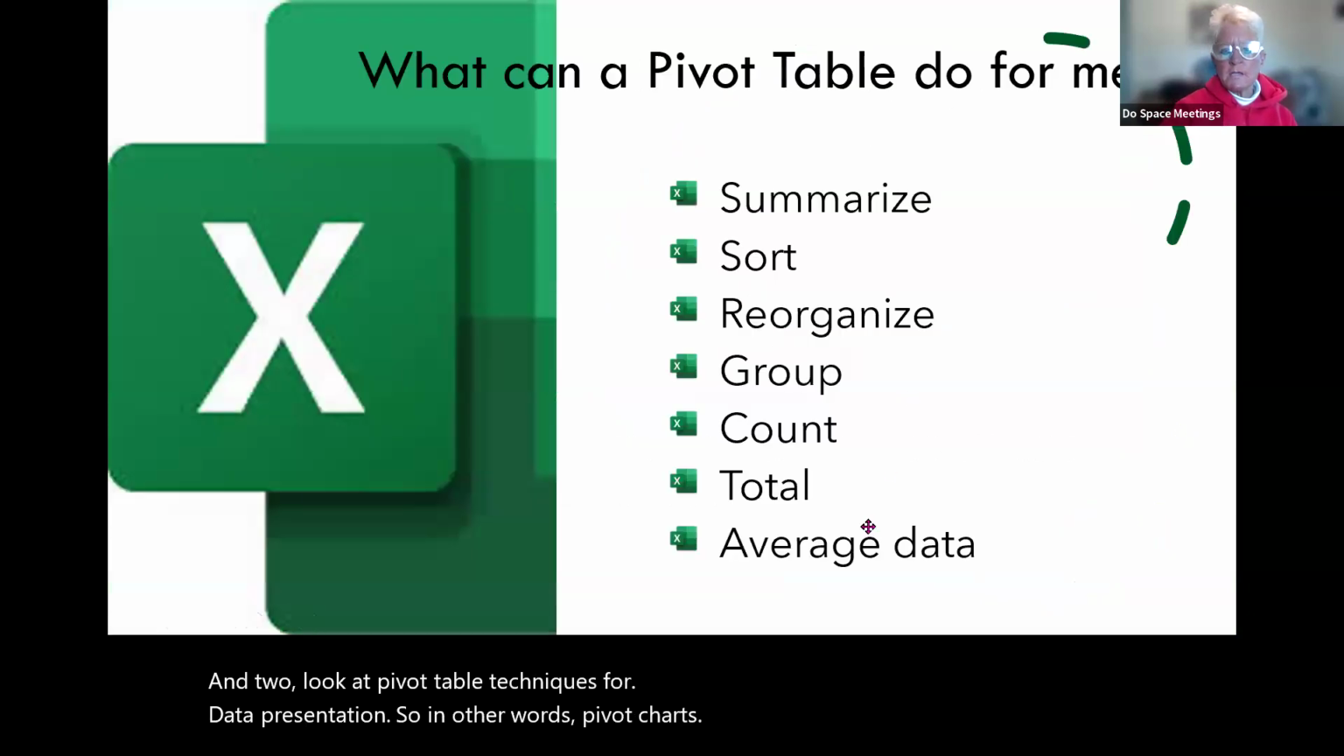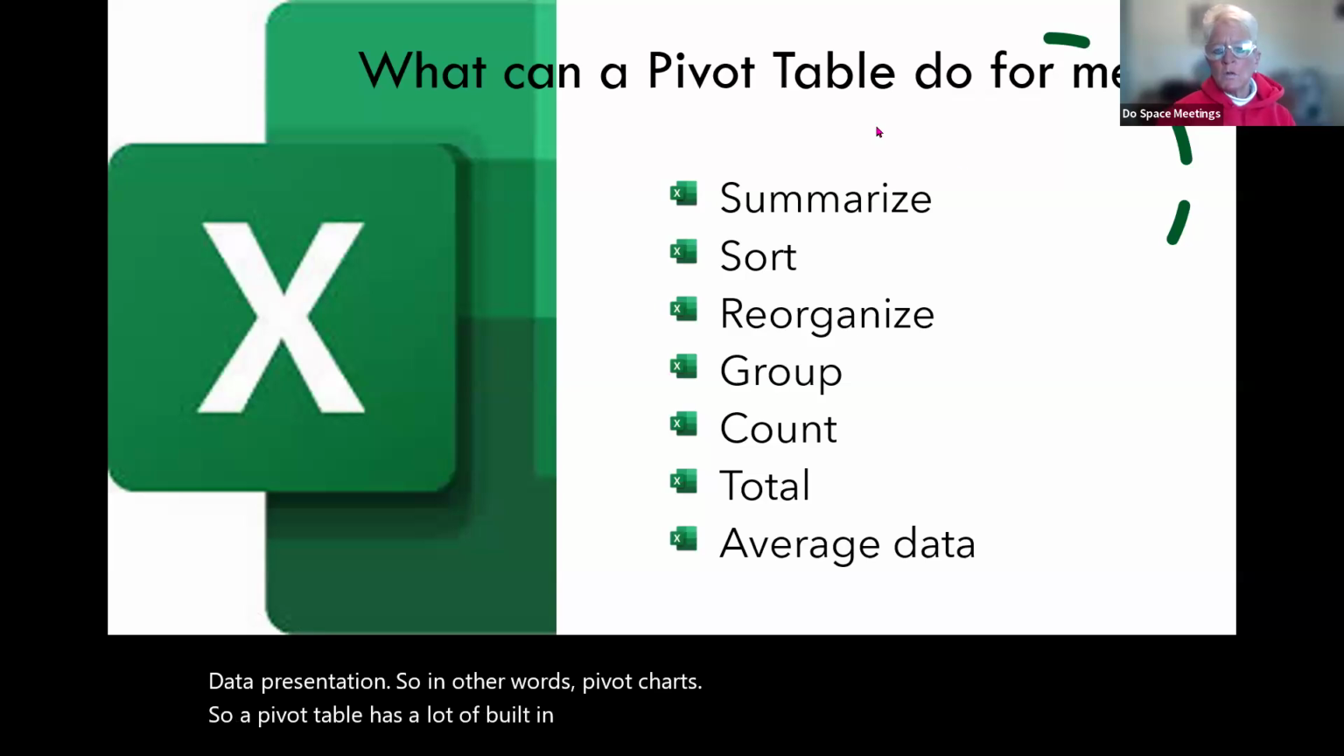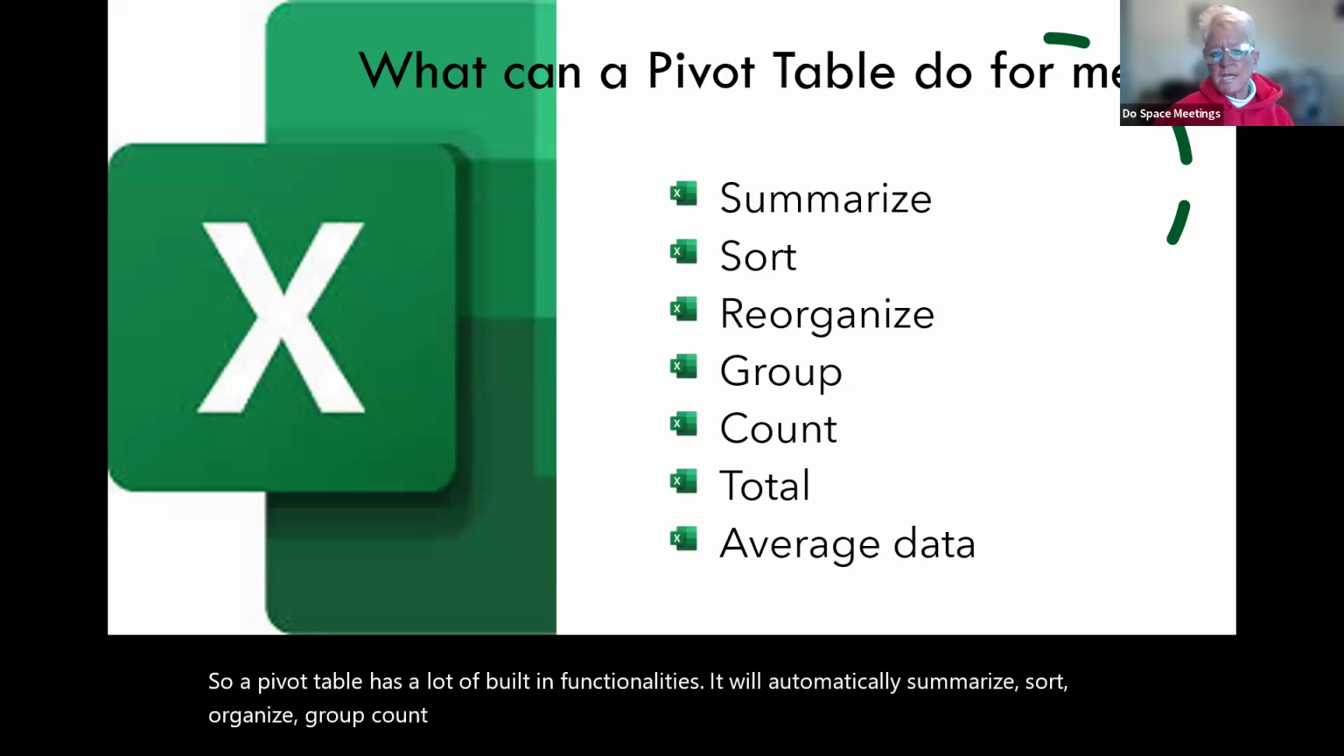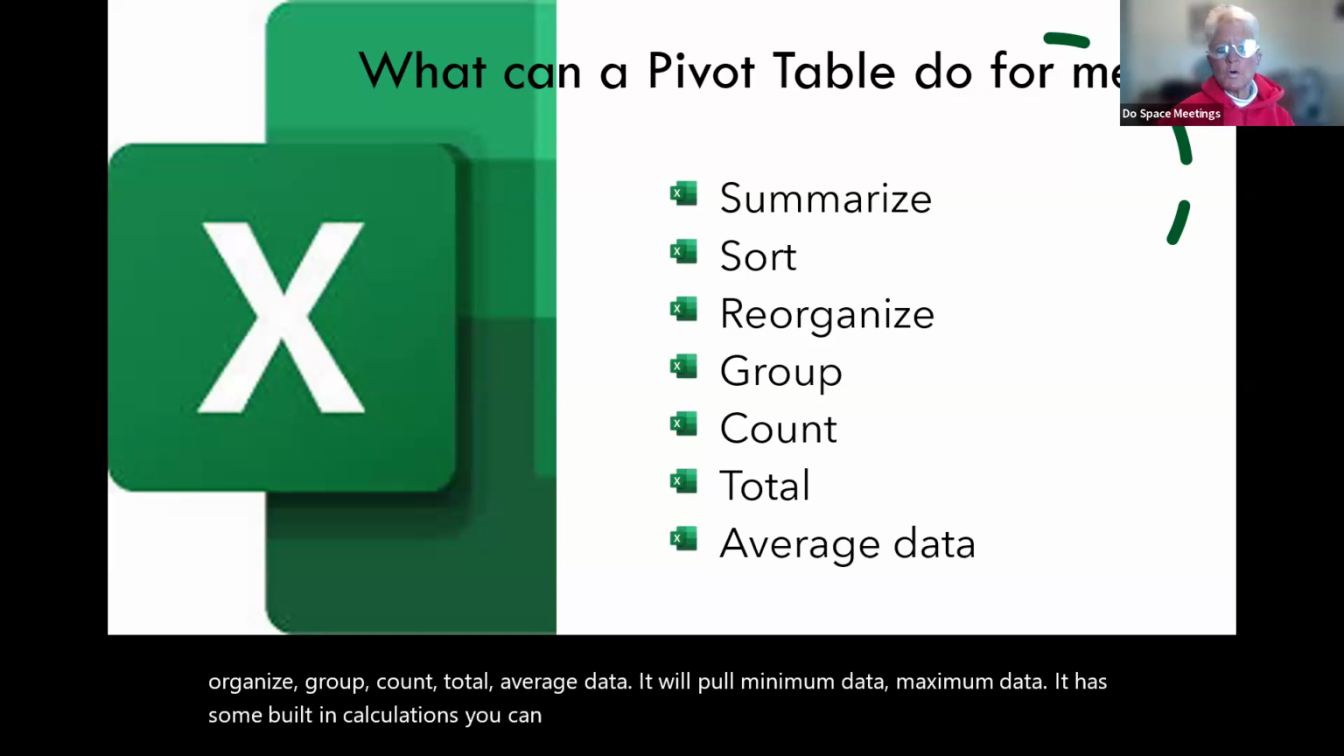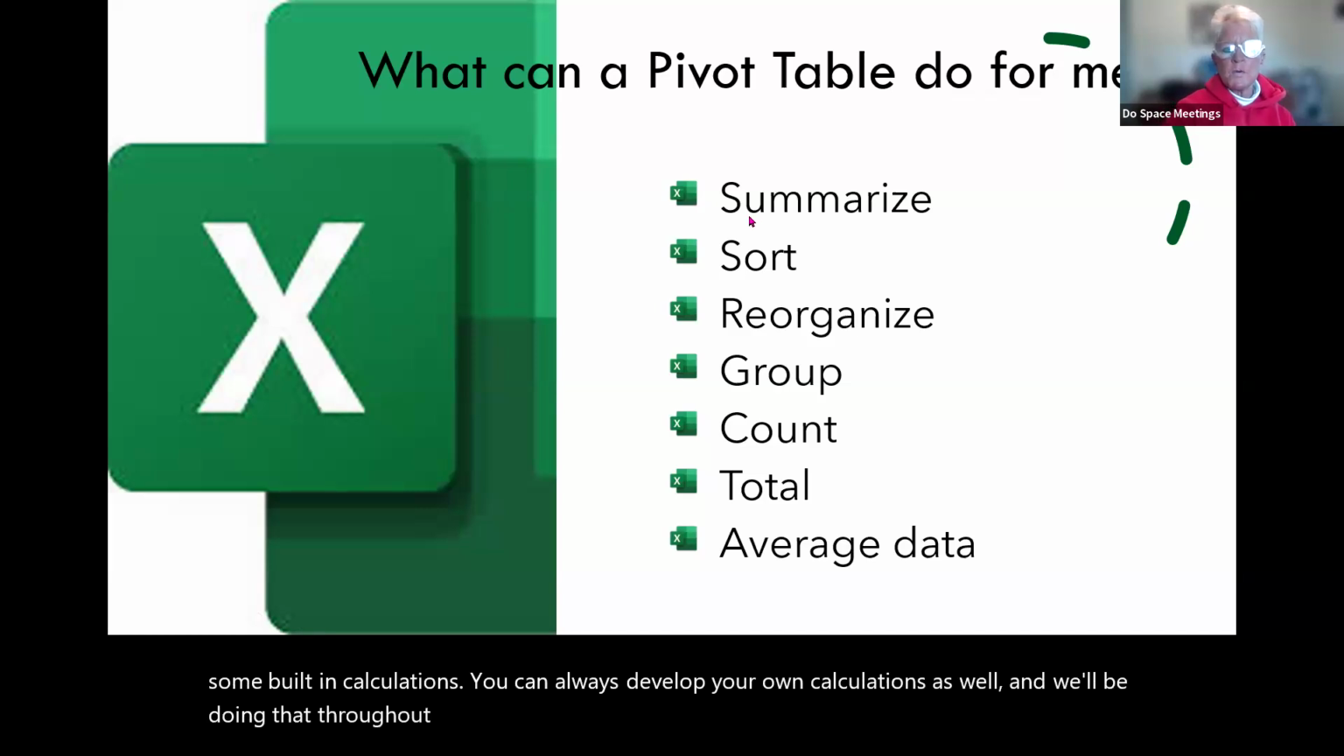A pivot table has a lot of built-in functionalities. It will automatically summarize, sort, organize, group, count, total, and average data. It will pull minimum data, maximum data. It has some built-in calculations. You can always develop your own calculations as well, and we'll be doing that throughout the month as we move through our pivot table series.